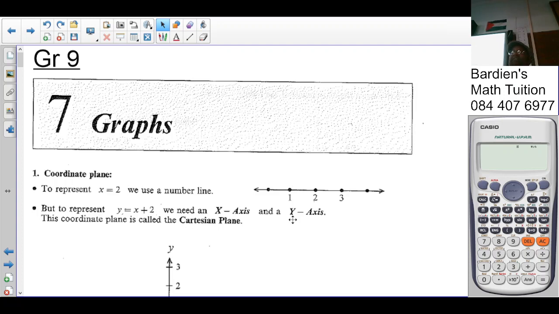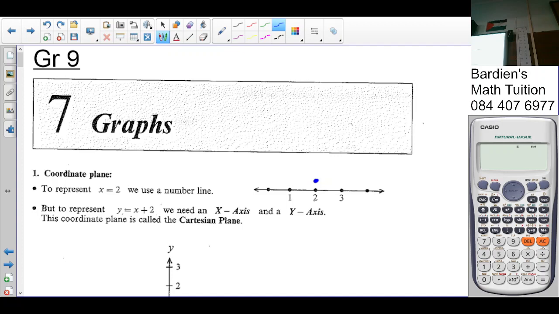To represent x is equal to 2, as we have there, we can use a number line. Not so? And as you know 2, you just point here on the number. Not so? So if we need to represent that, it will simply be a dotted 2. Well, okay with that?